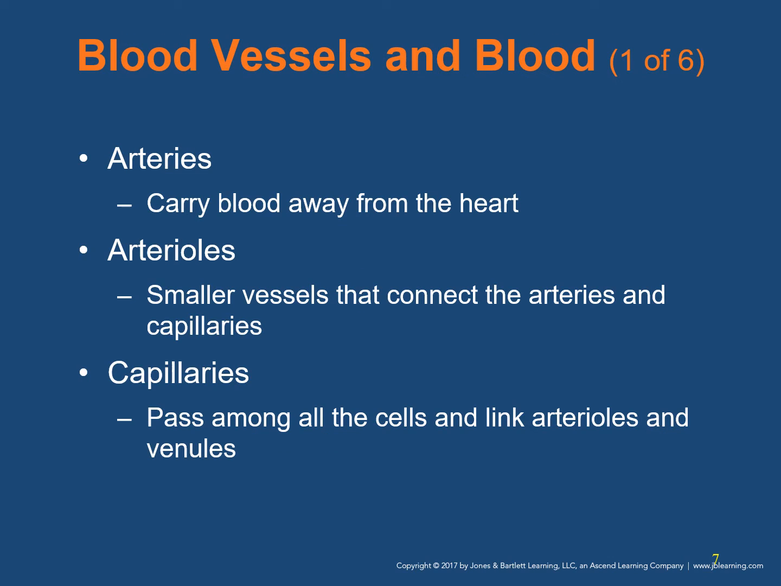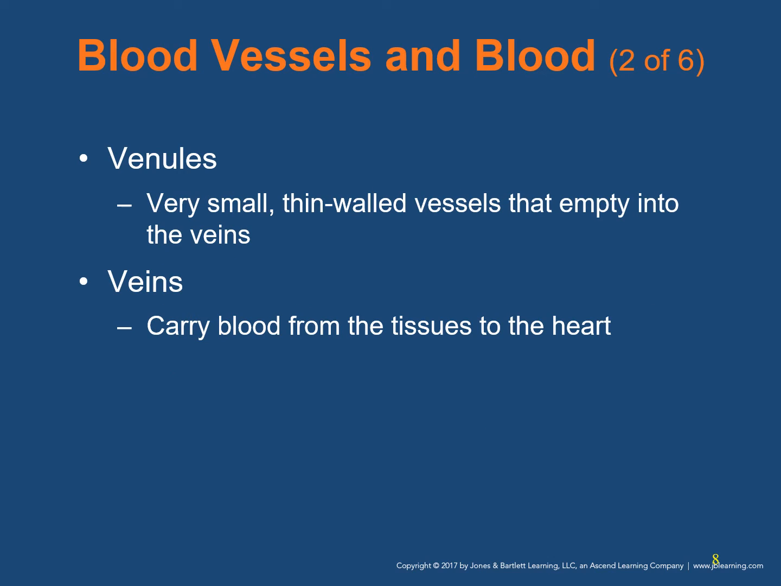Blood vessels and blood. Types of blood vessels. Arteries carry blood away from the heart and become smaller the further they are from the heart. As blood flows out of the heart, it passes into the aorta, the longest artery in the body. Arterioles are smaller vessels that connect to arteries and capillaries. Capillaries pass among all the cells of the body and link arterioles and venules. Venules are very small, thin-walled vessels that empty into the veins. Veins carry blood from the tissues to the heart.